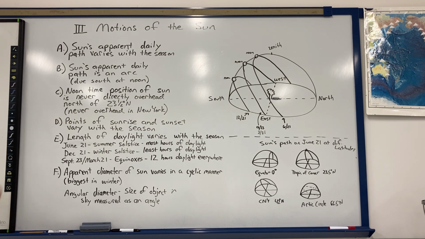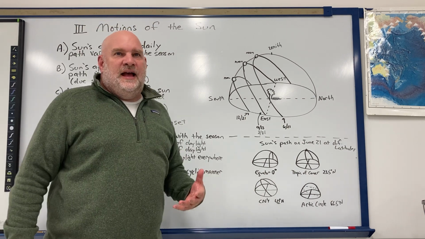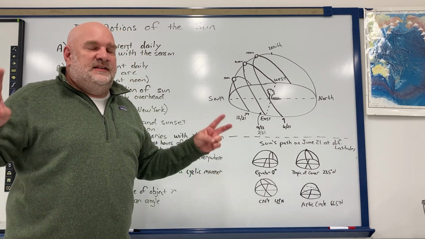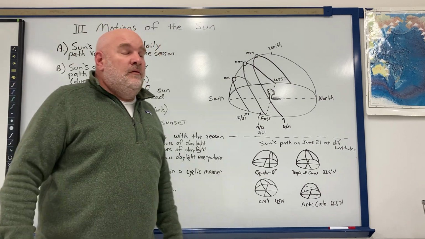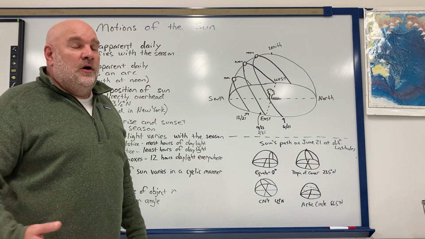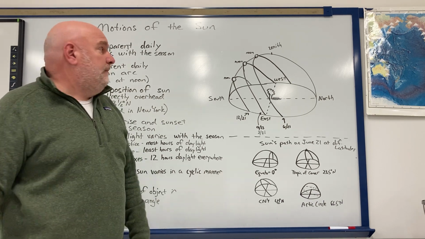All right, the noontime position of the sun is never directly overhead north of 23.5 degrees north, never overhead in New York. Sometimes if I ask people, when is scientifically noon, they might say noon is when the sun's directly overhead. Well, if that was the case, then New York never has noon, because in New York the sun never hits directly overhead.